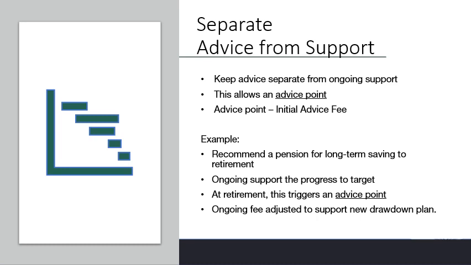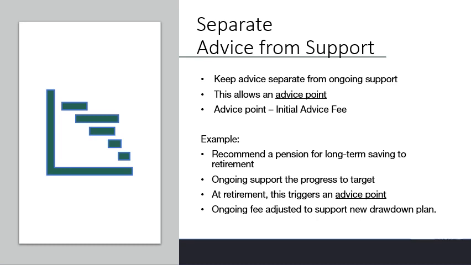And this is where some of the confusion is. Keep advice separate from ongoing support. We use the terminology ongoing support at Truly Independent for that very reason, that it allows us to create an advice point, and the clients would know about this from the outset. So for example, let's say you recommend, this is an advice point, a pension for long-term saving to retirement. You set the target goal and you monitor the shortfall.